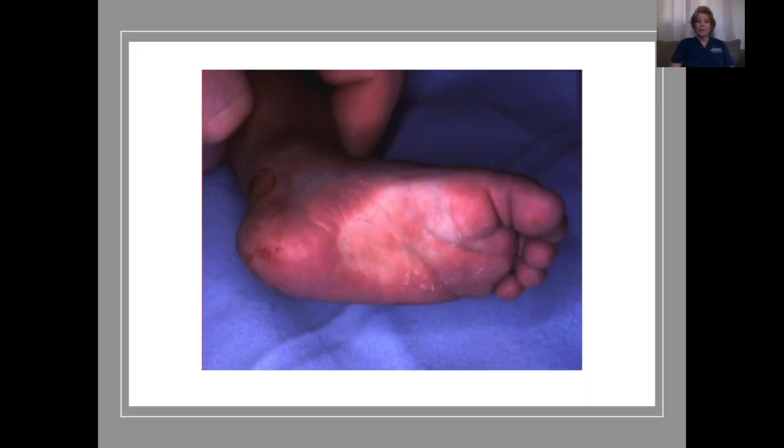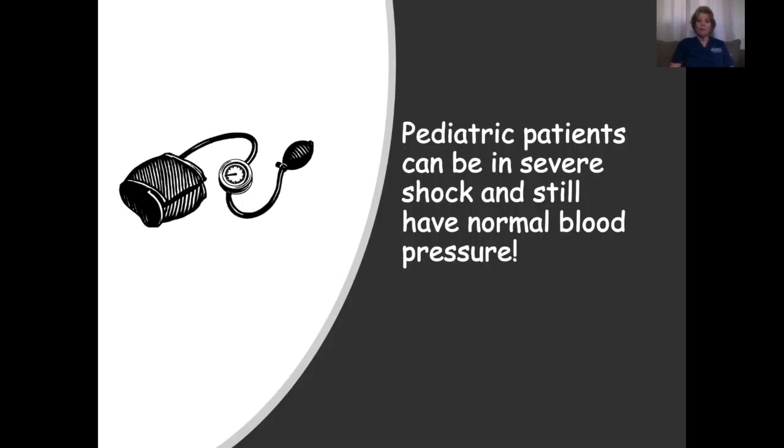This slide depicts a capillary refill of 8 seconds in a little infant who was in cardiogenic shock. At the time the slide was taken, his blood pressure was normal, but he had an 8-second capillary refill. He was dead in less than an hour. You cannot go by blood pressure in a pediatric patient. You have to recognize they could be in severe shock and still have a normal blood pressure.